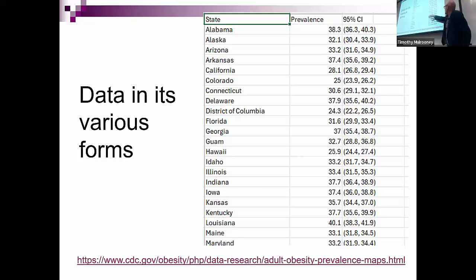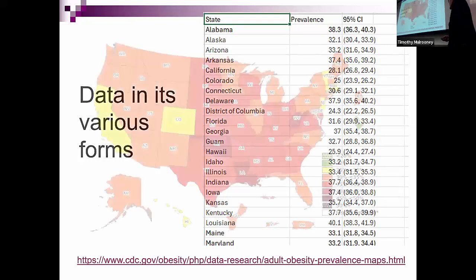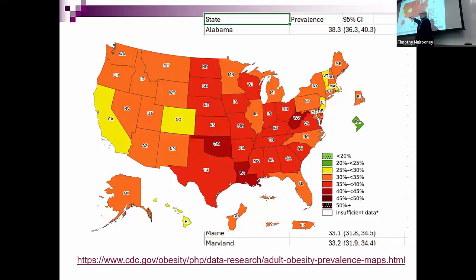And then data is when we put it in a formalized format, where we have one column that's state, the next column is prevalence, and the next column over here is 95% CI, which stands for confidence interval. And so this is what data looks like to me. It's formalized information in a formalized format that everyone can understand. And this class, this is what I like to look at.